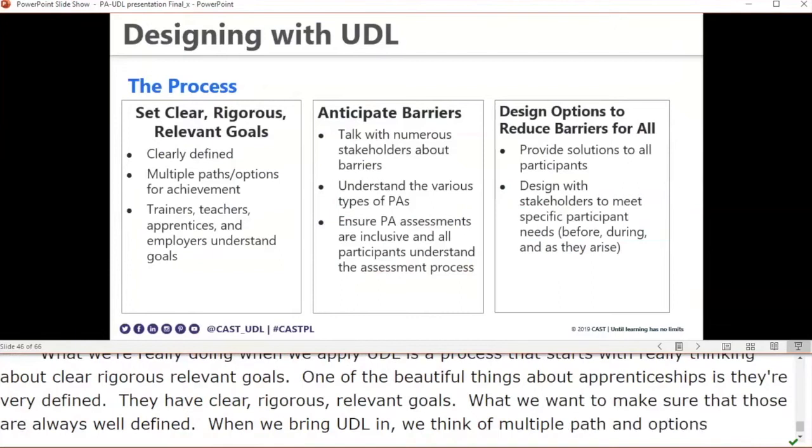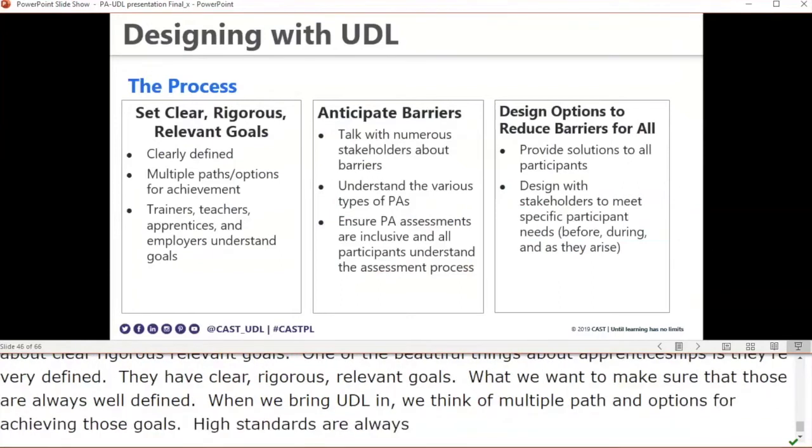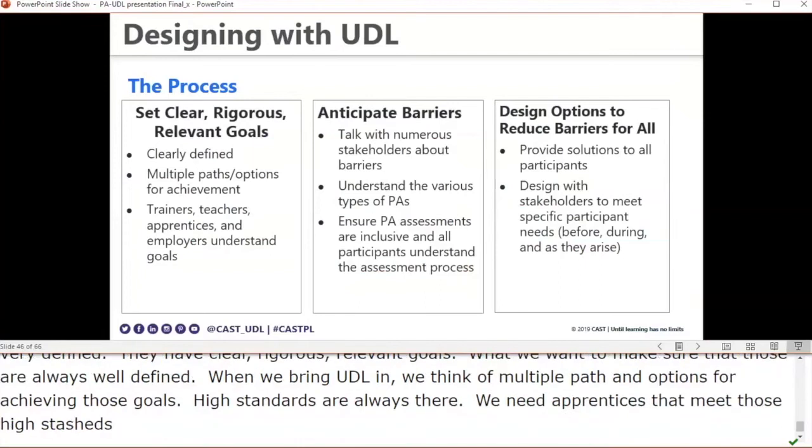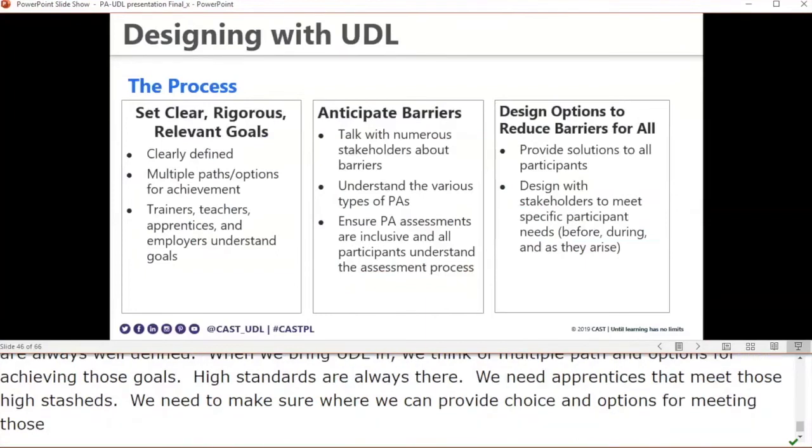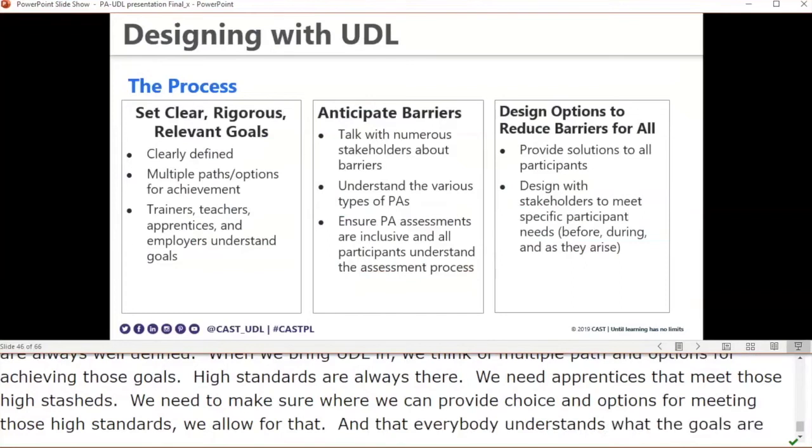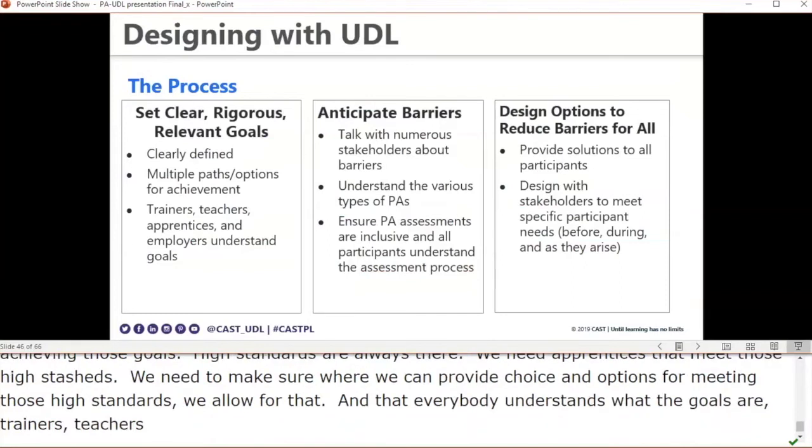We need apprentices that meet those high standards, but we need to make sure that where we can provide choice and options for meeting those high standards, we allow for that. And that everybody understands what the goals are. Trainers, teachers, apprentices, and employers all understand the goals and the ways in which apprentices and pre-apprentices can get there.